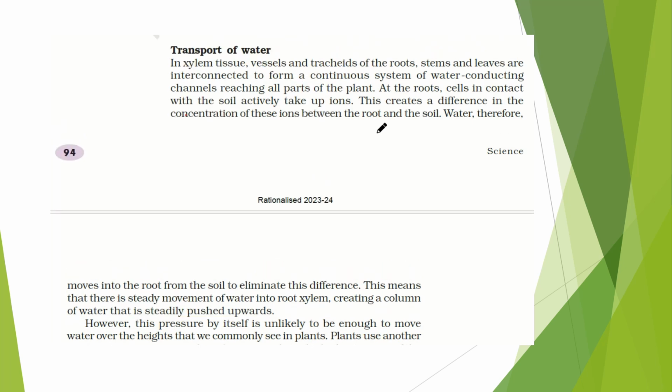Now, how is the transportation of water done? Let's see here. In xylem tissue, the vessels and the tracheids of the root, stem, and leaves are interconnected to form a continuous system of water-conducting channels. Just as your house has a pipeline which conducts water from one part of the house to another, plants also have water-conducting channels reaching all parts of the plant, right?